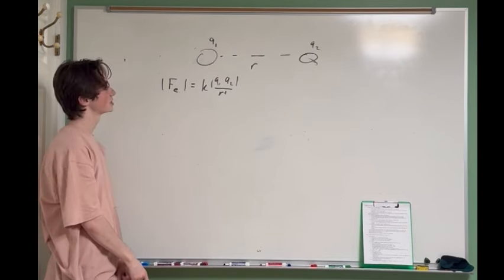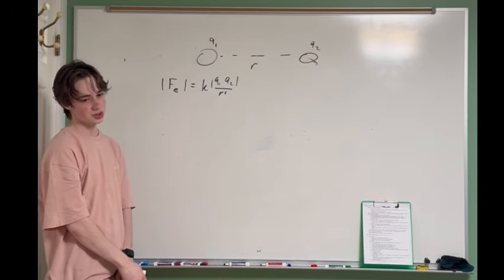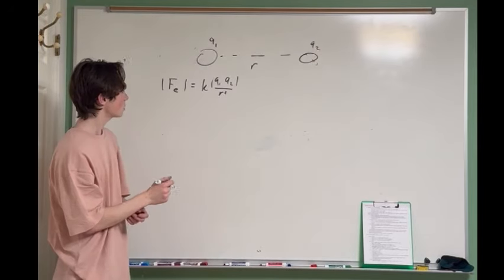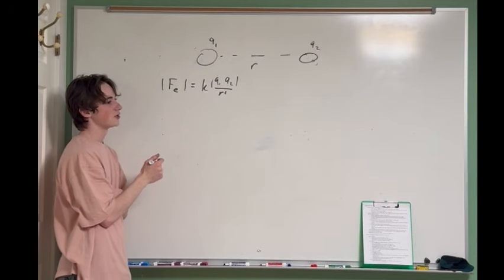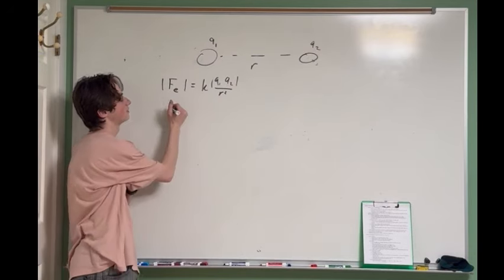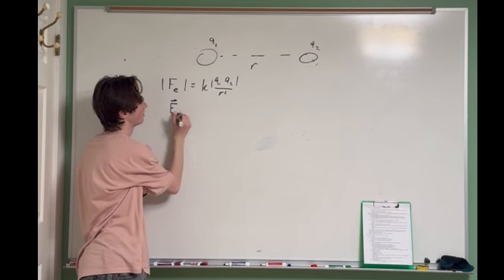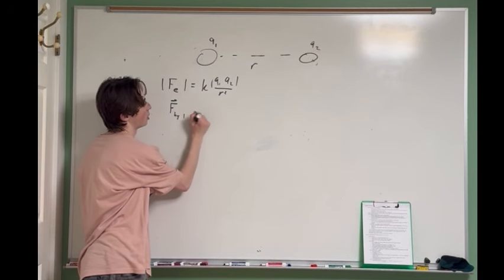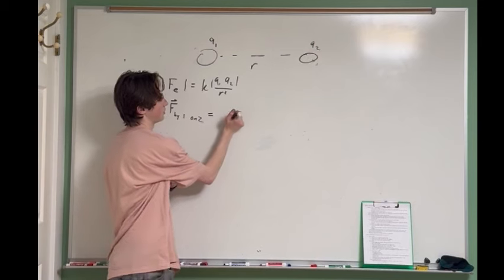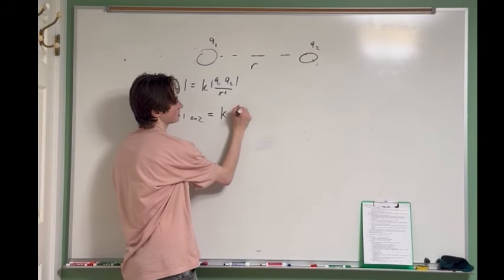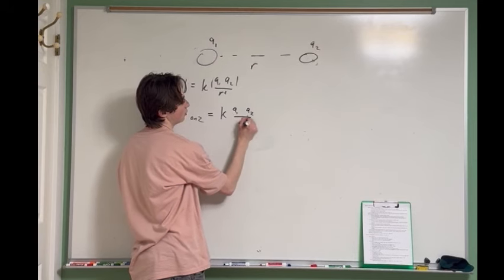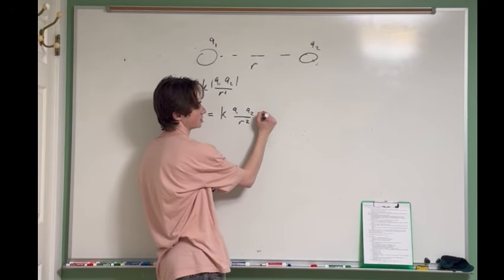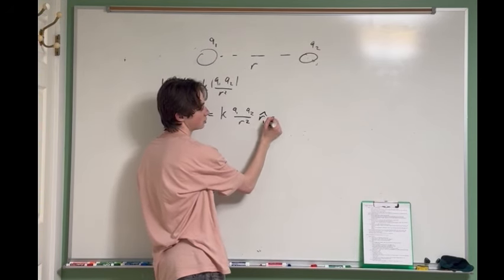Typically you're just going to decide yourself which way the force points based on what you know about the system. There's also a formula that uses a vector, so you don't have to figure out the direction yourself. If you want to use that, it's the force vector of charge 1 on charge 2 equals K times Q1 Q2 over the radius squared times the unit vector from 1 to 2.